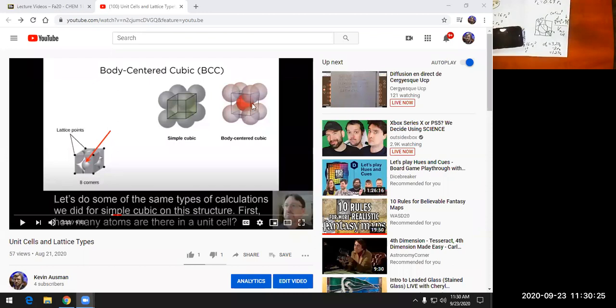So with that in mind, let's take a quick look here. I'm going to switch back. If we look at this body-centered cubic structure, and we said that the holes we are looking at are in the center of the faces, how many holes do we have?